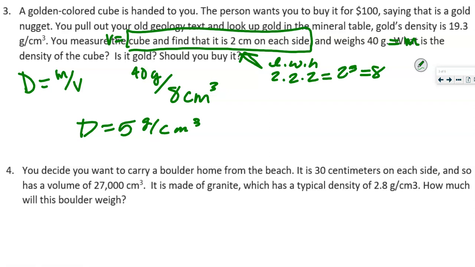So I would say, do we think that this is gold? No. And am I going to buy it? Absolutely not. No, no. The density of gold would have to be 19.3 or pretty close to that, okay?